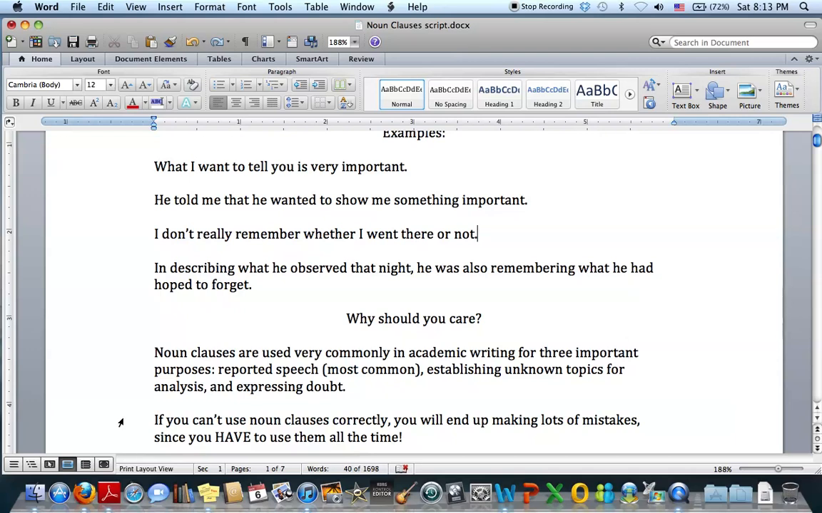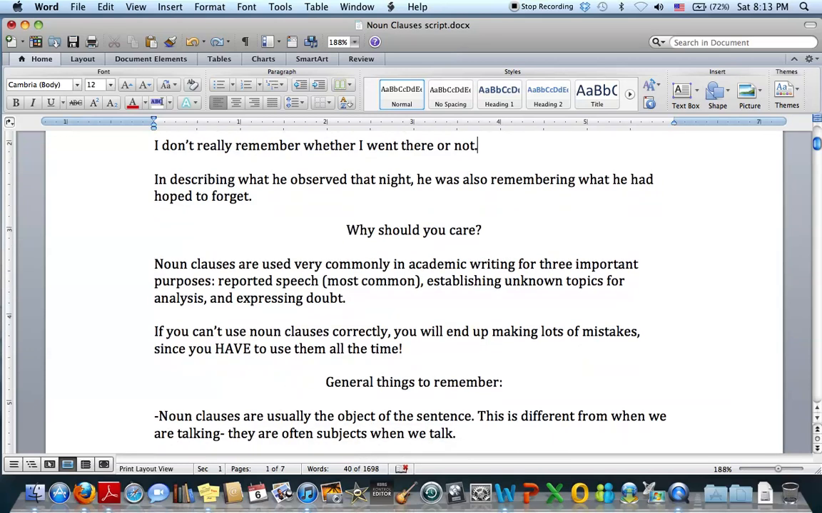If you can't use noun clauses correctly, you will end up making lots of mistakes in your writing because you have to use them all the time. I'm not just making this up. If we look at academic writing, you see noun clauses all over the place. Most commonly because we have to talk about research findings and various other things. We have to talk about the research that we've done too, and where we got our information from. So if you can't use these correctly, it's really going to put an ice pick in your grade.